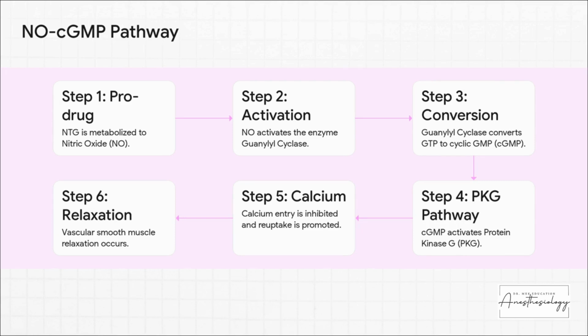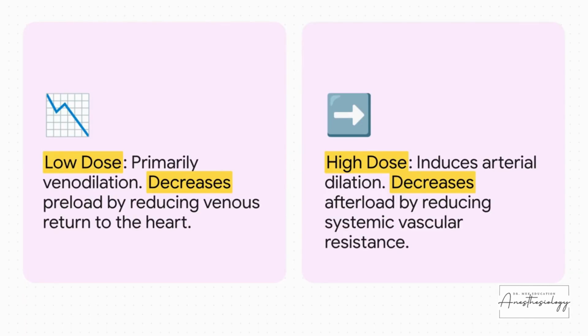This enzyme, in turn, converts GTP into cGMP. As cGMP levels rise, they activate something called protein kinase G, and this is the final key step. It inhibits calcium from entering the cell and helps pull existing calcium out, leading to that all-important vascular smooth muscle relaxation.